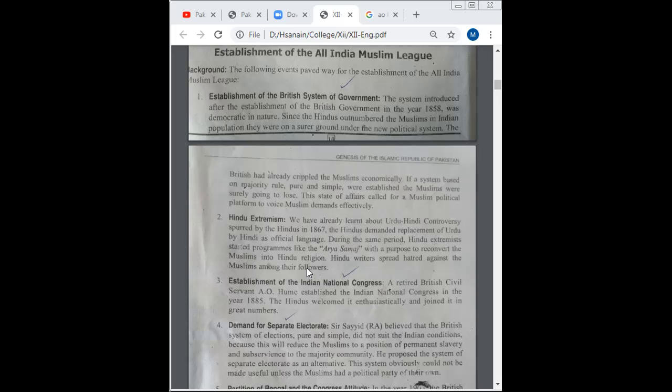Hindu extremists started programs like Arya Samaj, Dev Samaj, Prarthana Samaj, etc., with a purpose to reconvert the Muslims into the Hindu religion. And across the subcontinent, Hindu writers spread hatred against the Muslims among their fellows and followers.